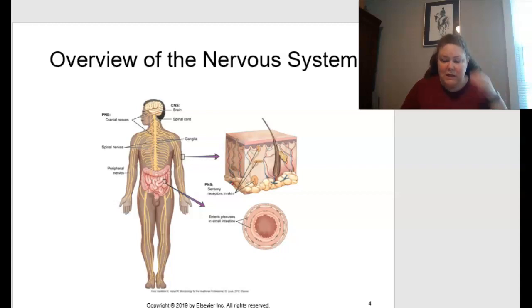In this picture, it looks like it's the yellow, but no, actually it's not. It's the central part here. I was going to say all the yellow, but then it branches off. So the brain and the spinal cord is going to be your central system.